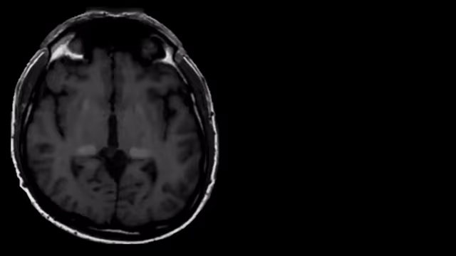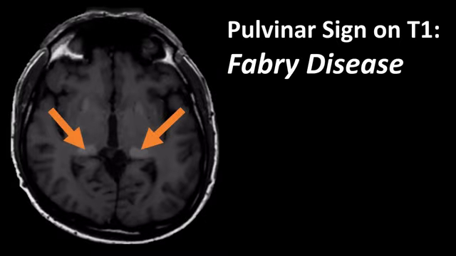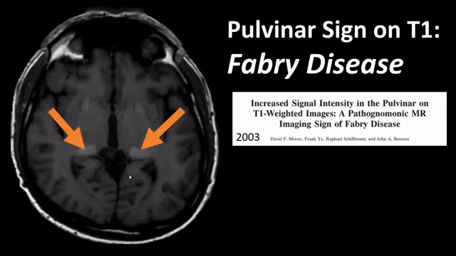This is also a pulvinar sign, but this pulvinar sign is associated with another disease. This is also not a diffusion-weighted sequence as you see, but a T1-weighted sequence. And we see areas of signal increase laterally and now dorsally in the thalamus on both sides. This is also the pulvinar. And this pulvinar sign on T1 is described in a genetic disorder, Fabry disease.